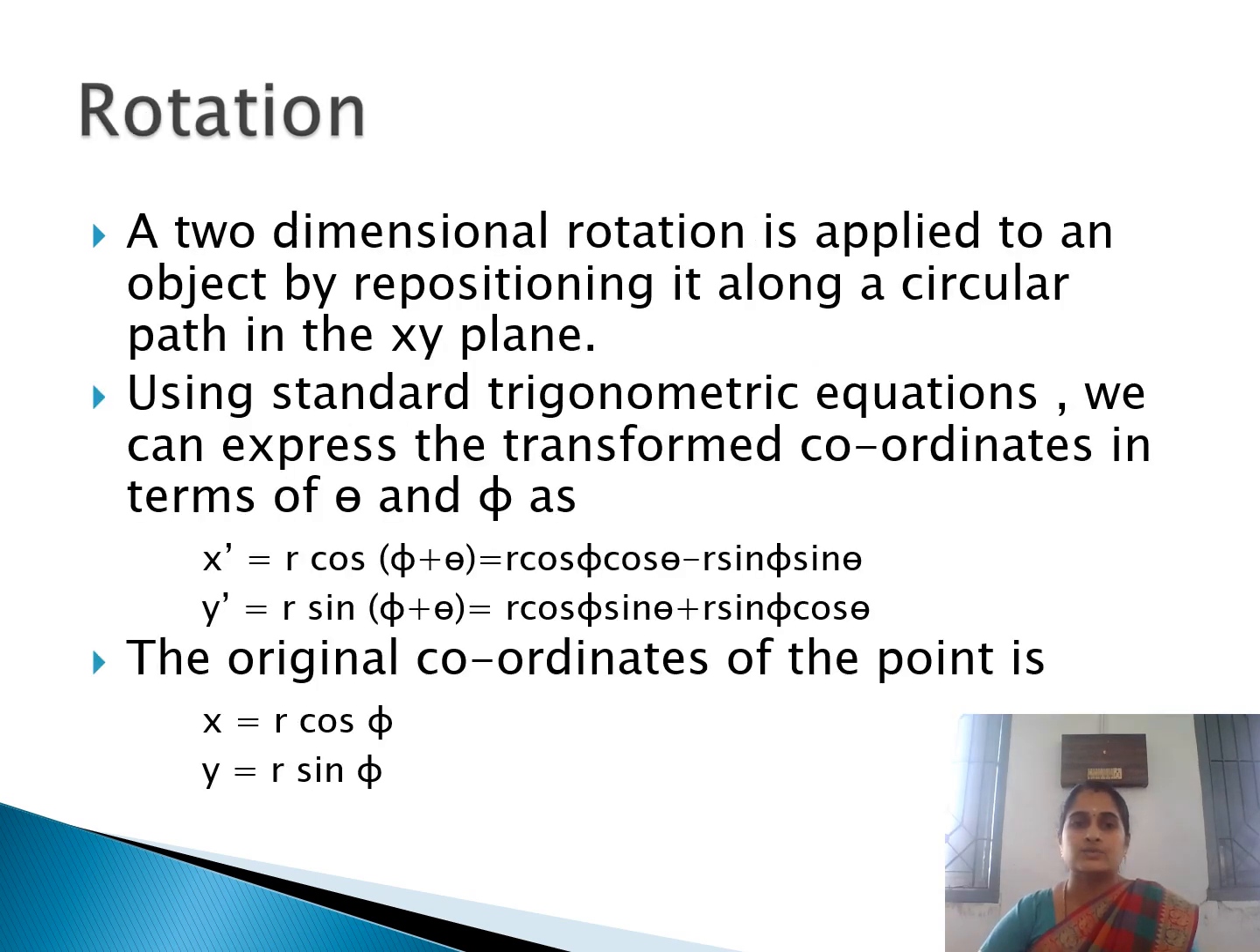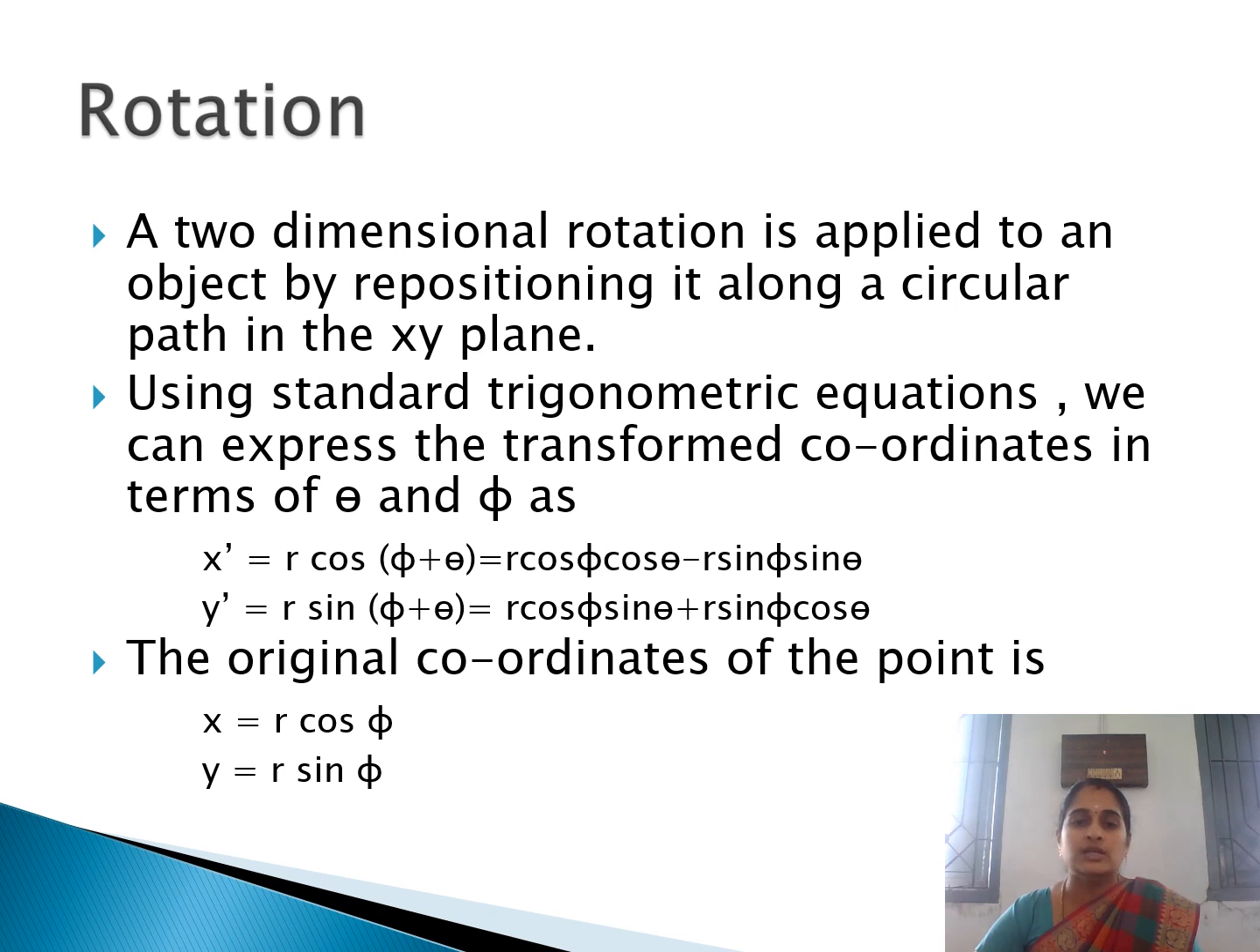The second transformation is rotation. That is rotating an object along a circular path in the xy plane. By rotating the object, we can reposition it. Using the standard trigonometric equations, express the coordinates in terms of theta and phi. Theta and phi are the angles from original position to the new position. That is, phi is the original angle and theta is the rotation angle.